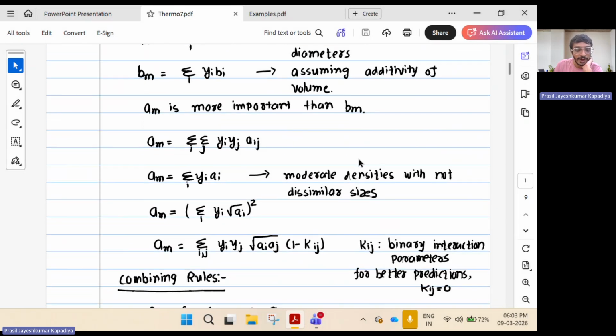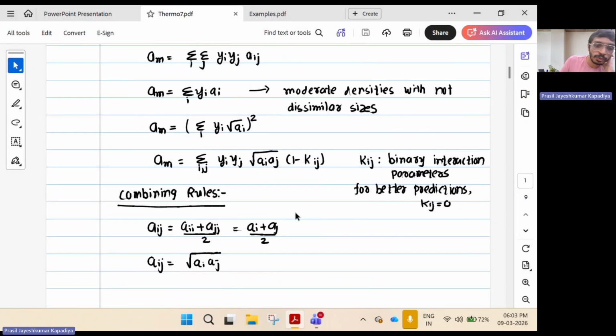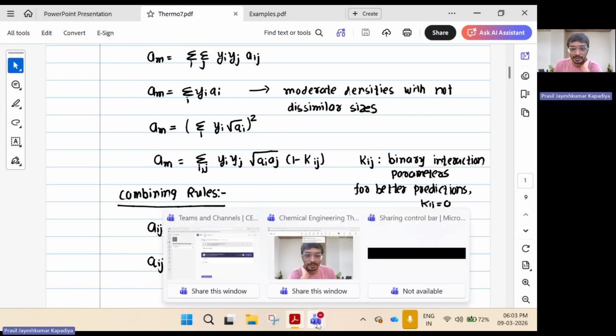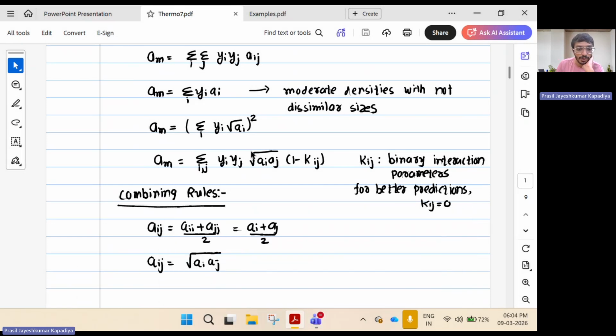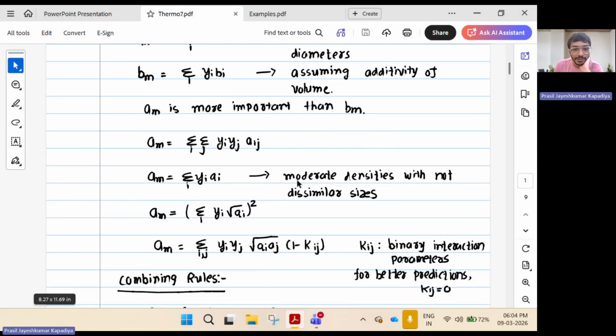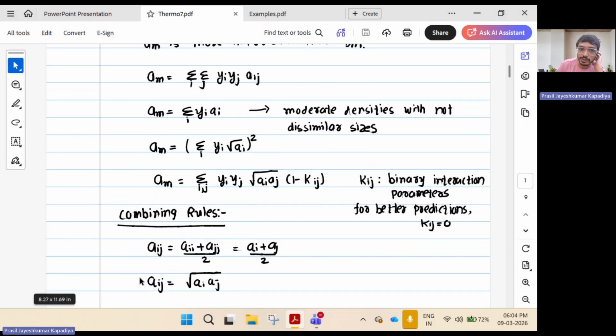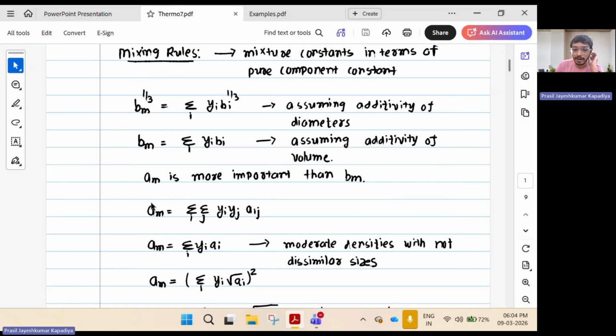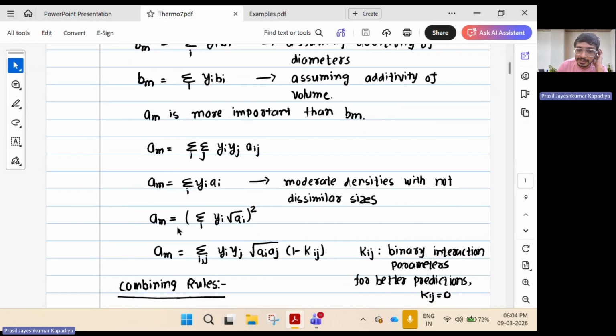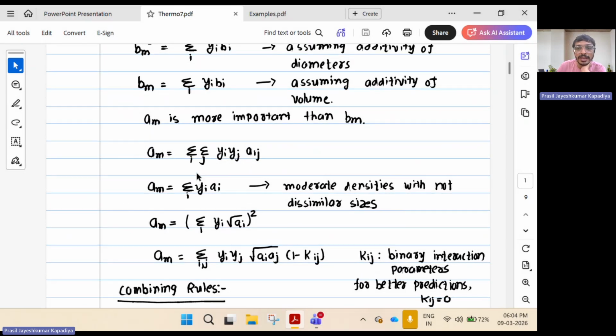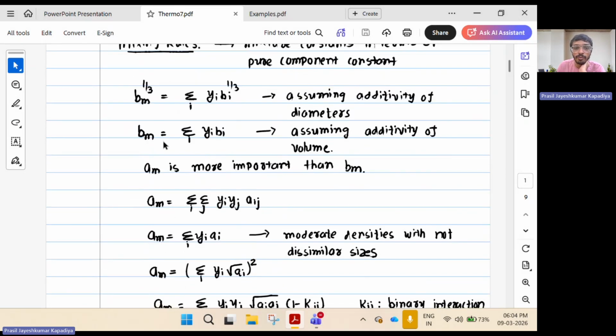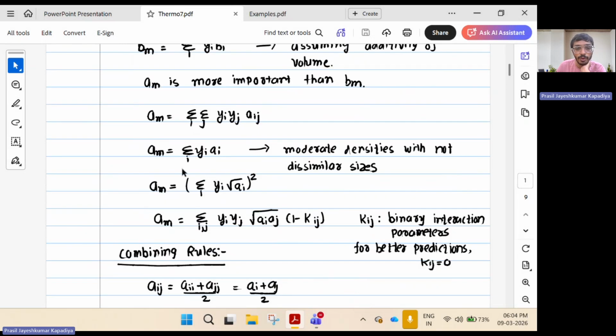When we define a_ij, there is no particular rule that you have to use this or that, but you have to figure out, for your particular system, which combining rule works best. Then I have my a_ij value. Based on that, we can find the mixture constant a_m as the summation over i, summation over j of y_i y_j a_ij. That is one way of doing it. Then there are more ways. If you don't want to do it like that, just as we assumed additivity of volume for b_m, we can similarly do it for a_m also.